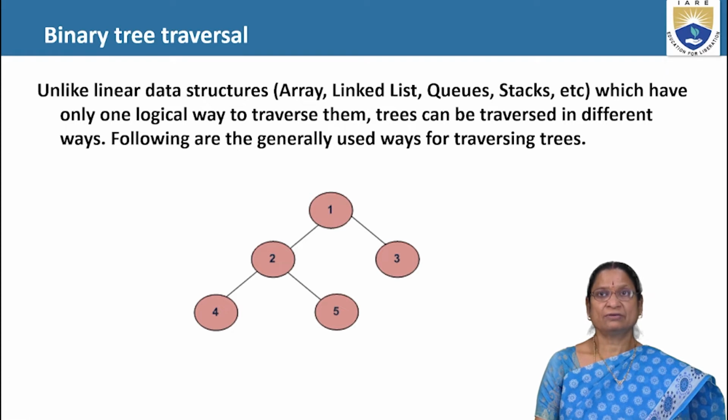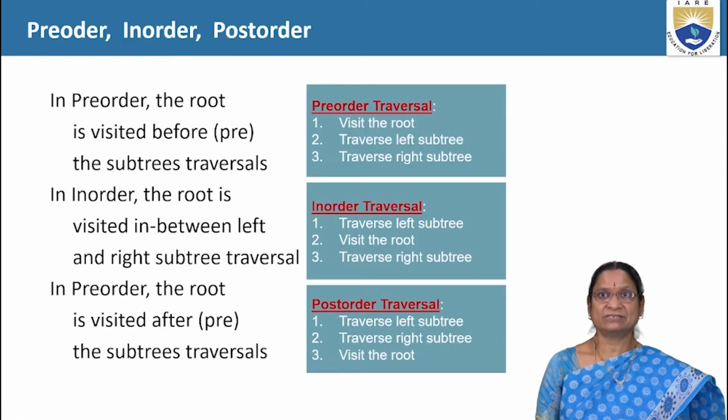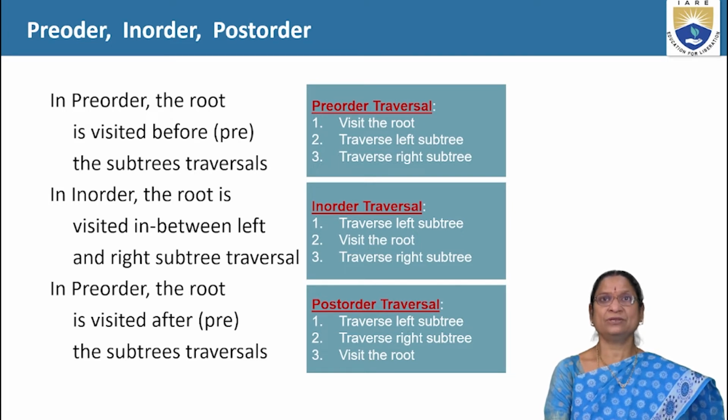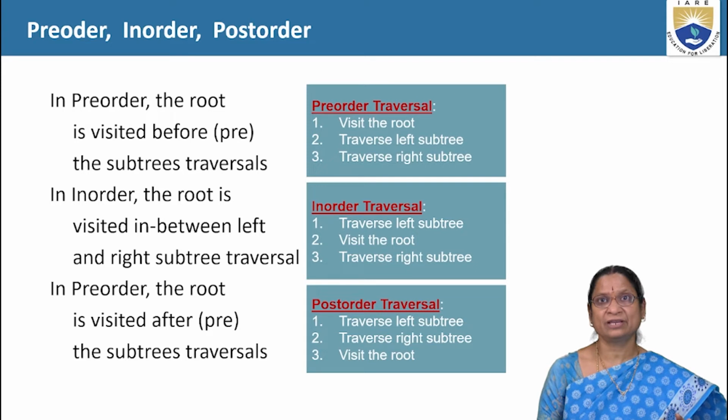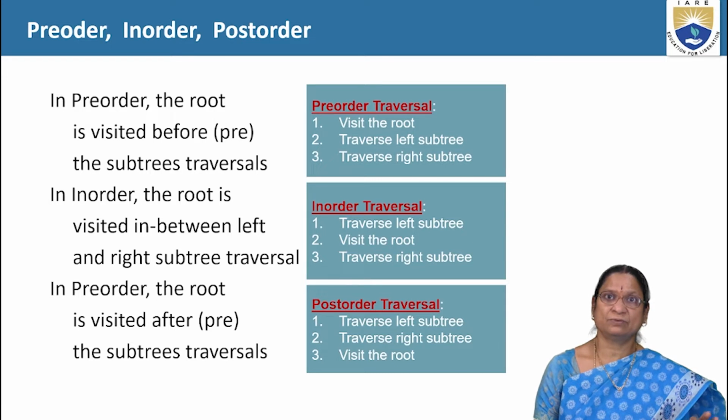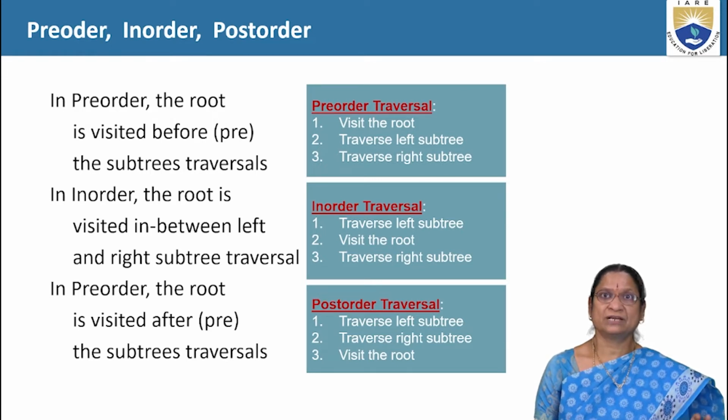The following are the generally used ways of traversing trees. We will use pre-order, in-order and post-order. Of course, one more order can also be considered: level order is also there. But the popularly and commonly used tree traversal techniques are pre-order, post-order and in-order. We can distinguish the parts of a tree as the root, the left subtree and the right subtree. These are the 3 terms we are going to use while doing this traversal, because the tree consists of a left subtree and a right subtree.